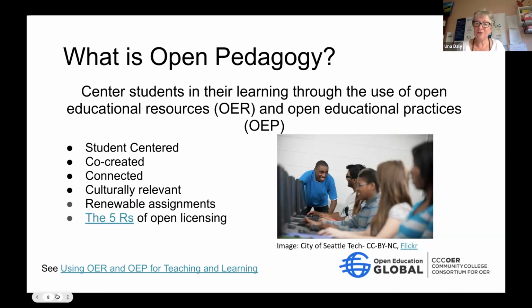And many instructors that we work with reuse these assignments. So they talk to their students about, are you comfortable sharing this with an open license for other students to use next semester to see as examples? And many are, not all, but that's a choice for students of their own work. But that makes it renewable. And it's all based on the open license.